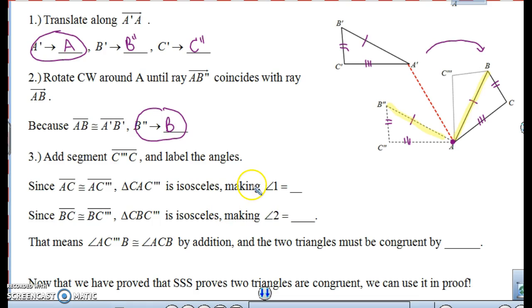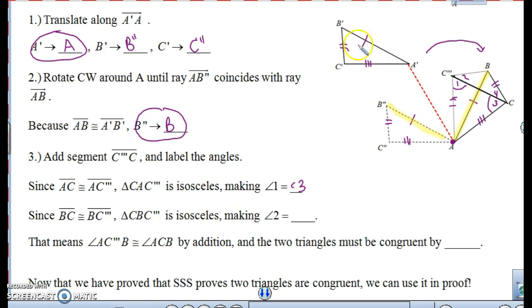Now, we're going to add something else into this problem. We're going to add line segment C triple prime C. So basically we're going to connect this segment here, and we're going to label the angles that are created there. I'm going to call this angle 1, this angle 2, this is angle 3, and this is angle 4. That created 4 angles. Now we're doing this for a reason. If AC is congruent to AC prime, so we know that this side was congruent to this side, that makes this right here an isosceles triangle. And what do you know about the sides of an isosceles triangle? Well, it has two sides equal, which means the two base angles are equal. So angle 1 will be equal to angle 3.